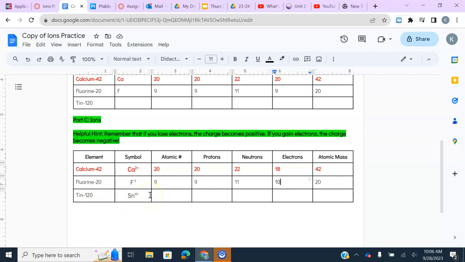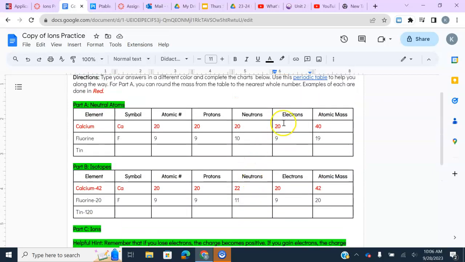That means he lost 4 electrons, okay? Because when you lose electrons, you become positive. When you gain electrons, you become negative. So like the fluorine here, he gained 1 electron because his charge was -1. So we added 1 to his electrons here.